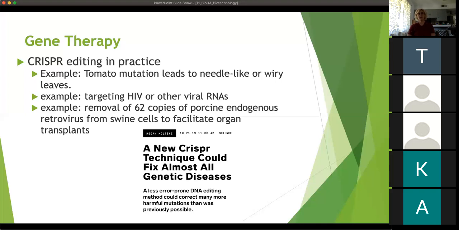So scientists at Harvard have used CRISPR to remove all 62 of those pieces of junk DNA from pigs that cause us to reject their organs.